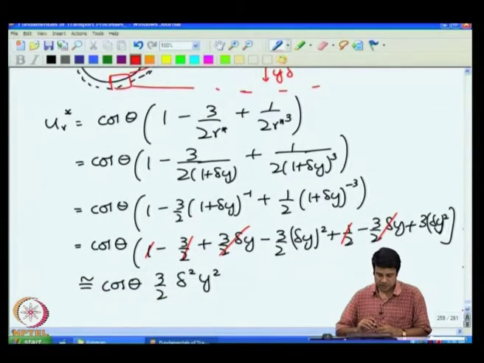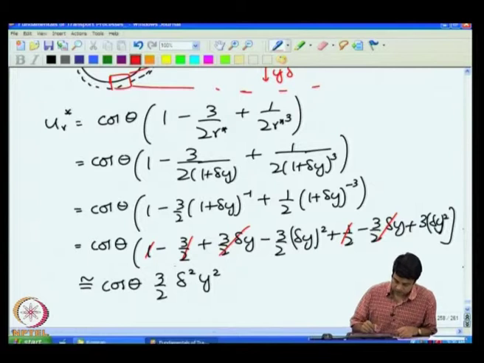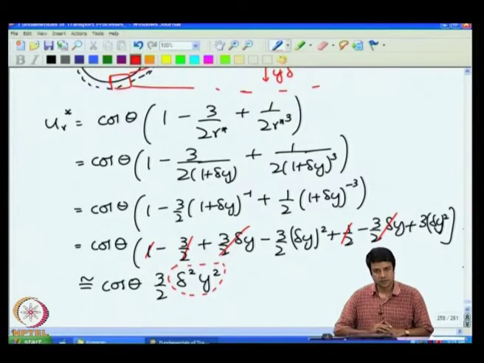That series expansion tells us that u r star, the dimensionless velocity in the r direction, is equal to cos theta times 3 by 2 delta square y square. So, this velocity goes as delta square. This is the radial velocity, the velocity perpendicular to the surface.